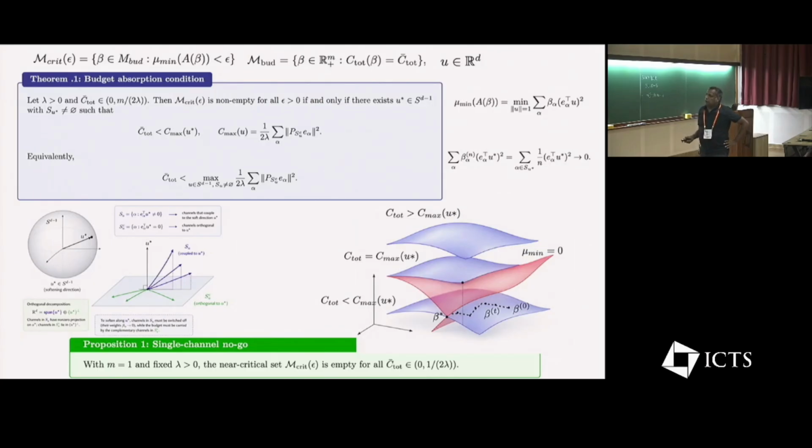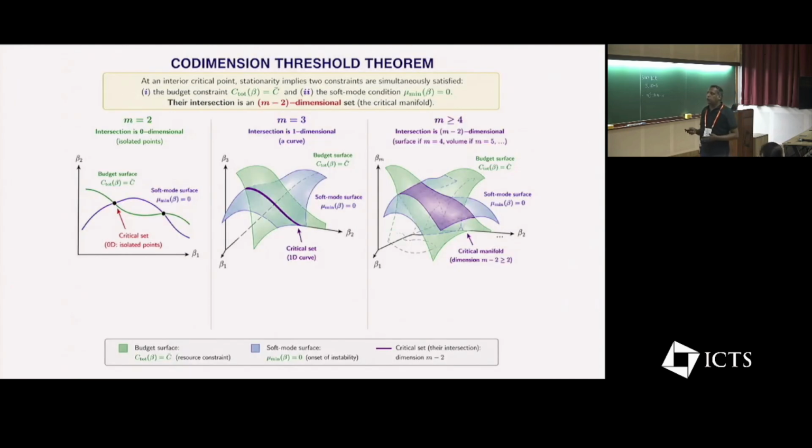So I forgot to say one more thing here. If you have only one single channel and you have a soft mode in that direction, you don't have any other channels to actually accommodate the rest of the information, so you cannot have criticality. So at m equal to 1, you don't have criticality.